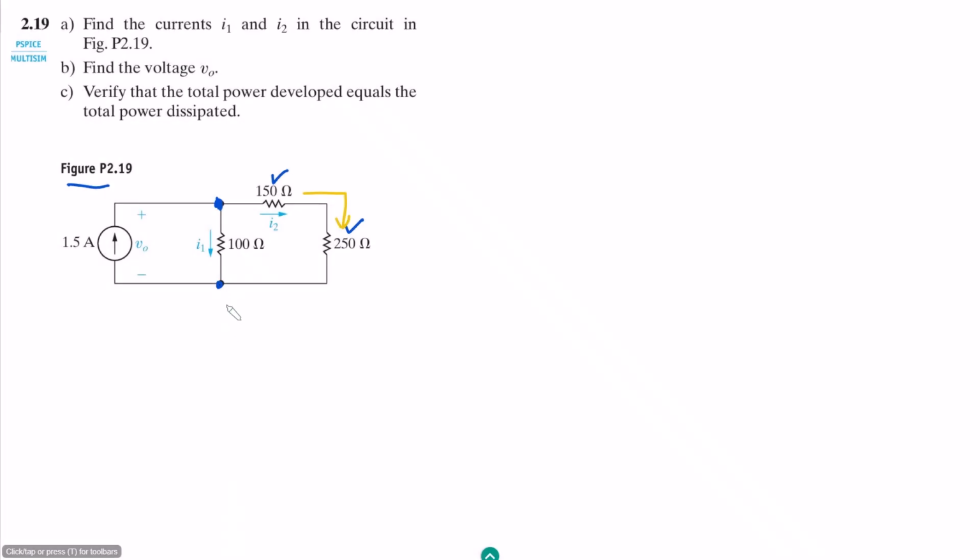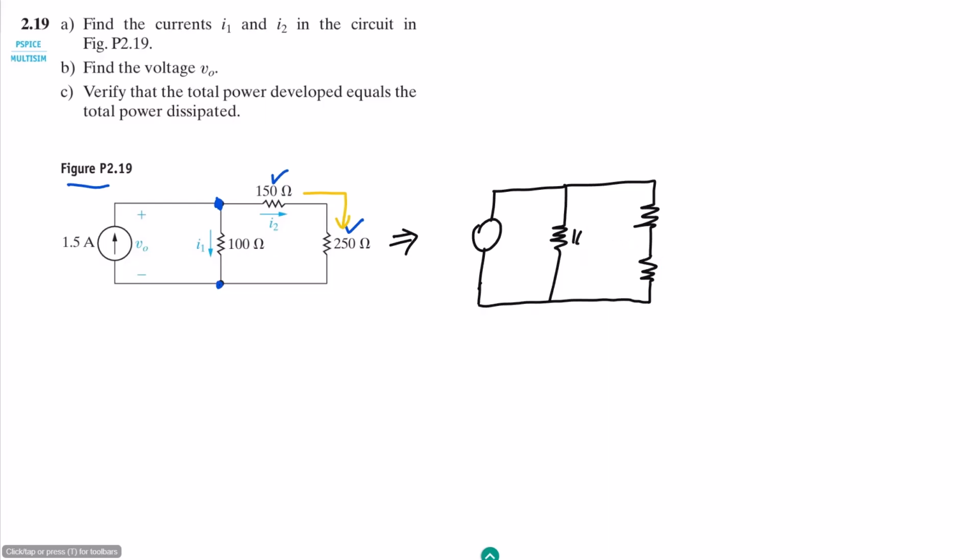So therefore let me draw them. In redrawing them, this is the current source, this is the resistor, or we can also draw the two series resistors as here. Okay, so this is the 100 ohm, this is 150, this is 250 ohm, this is the original current source which is 1.5 amperes. You can see that the current here is I1, the current here is I2.